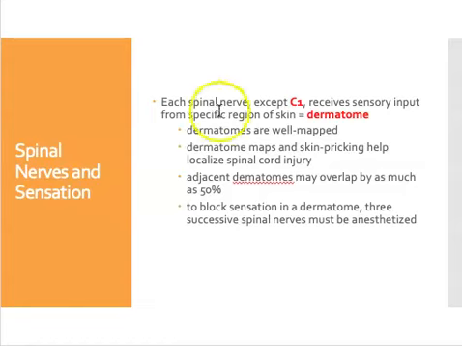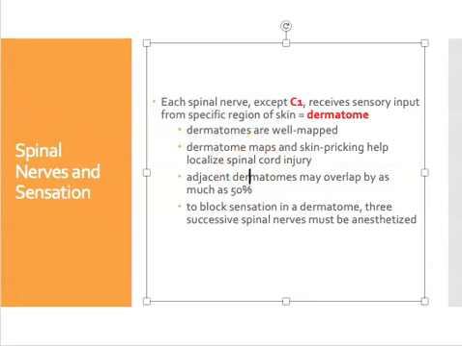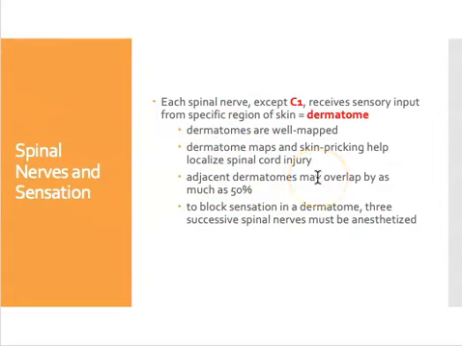Now, a couple of important things to know. While we have carefully mapped out each and every dermatome and where their limits are, where their edges are, adjacent dermatomes, so side-by-side dermatomes, can overlap by as much as 50% in different people. In other words, if I had 3 dermatomes, 1, 2, and 3, side by side, dermatome 2 in the middle is going to overlap dermatome 1, and it's going to overlap dermatome 3, at least a little bit, sometimes as much as 50%.